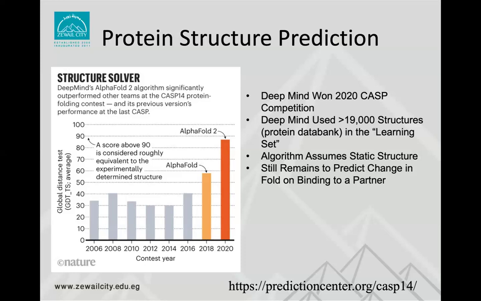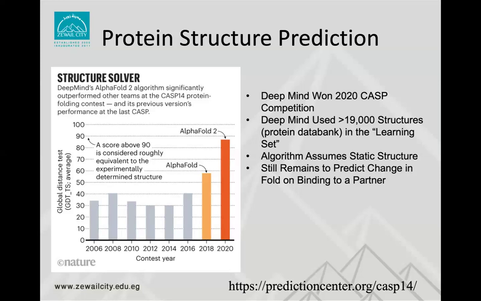But there's still some issues because this algorithm assumes that the structure is static. Most of these structures were solved by crystallography, and in crystallography, we freeze the structure. But we've been saying that proteins and nucleic acids form dynamically. They're in motion all the time, and they form a distribution of structures, not just one structure.